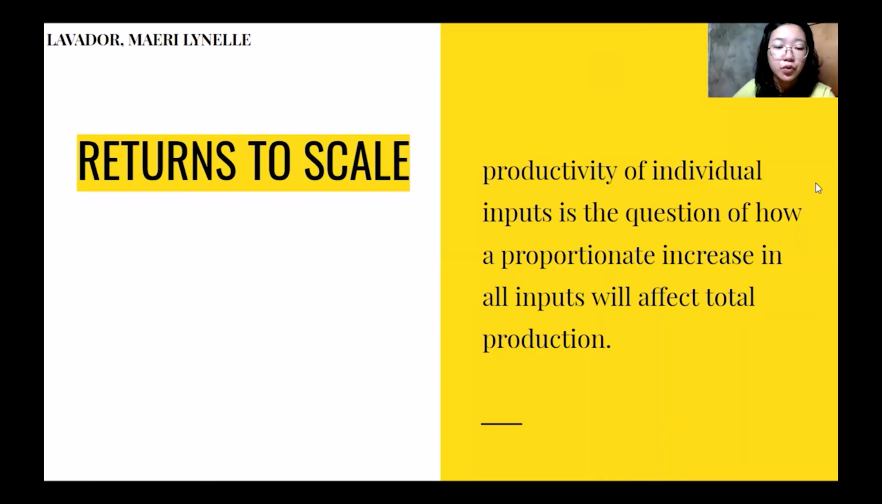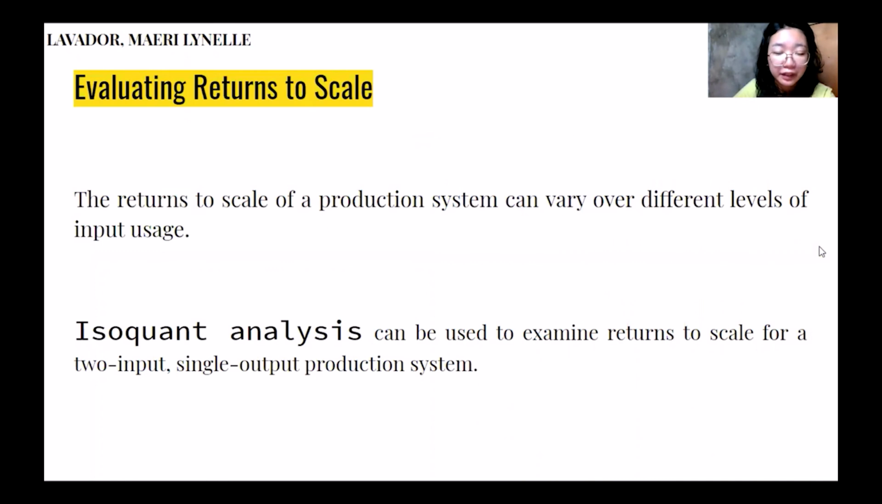Returns to scale is closely related to the productivity of individual inputs, which is the question of how a proportional increase in all inputs will affect total production. Now let us go to evaluating returns to scale. Returns to scale of a production system can vary over different levels of input usage. There are various ways to examine the returns to scale, one of which is the isoquant analysis, which can be used to examine the returns to scale for a two-input, single-output production system.